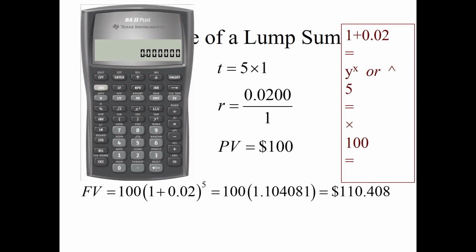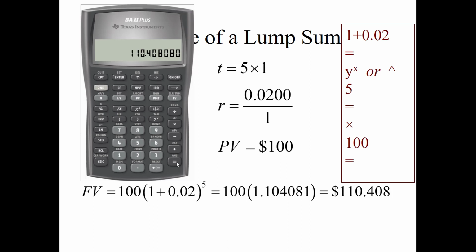If we want to use our financial calculator to calculate the future value in this example, we would first find our future value interest factor and then multiply it by our present value. In order to do that, we would take 1 plus 0.02 equals, then use our exponent button, or y to the x button, and raise it to the 5th power, equals, and then multiply that by our present value of $100. And we find that we get a future value of $110 and about 41 cents.